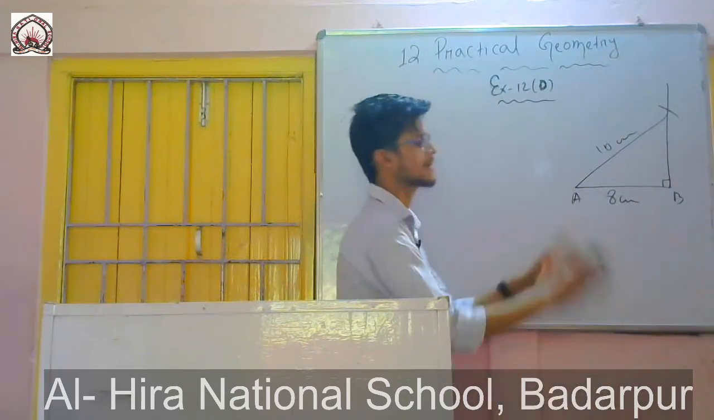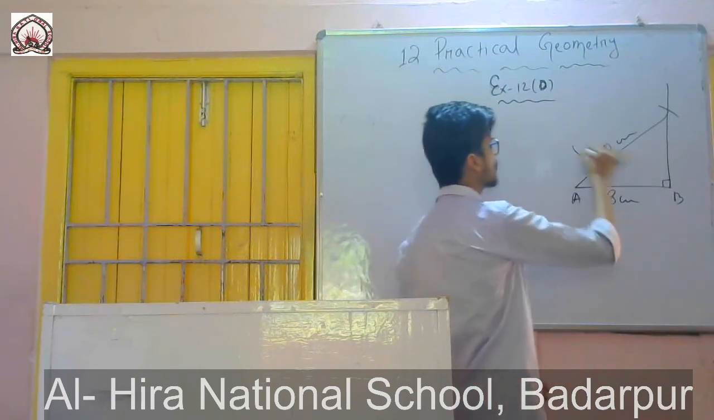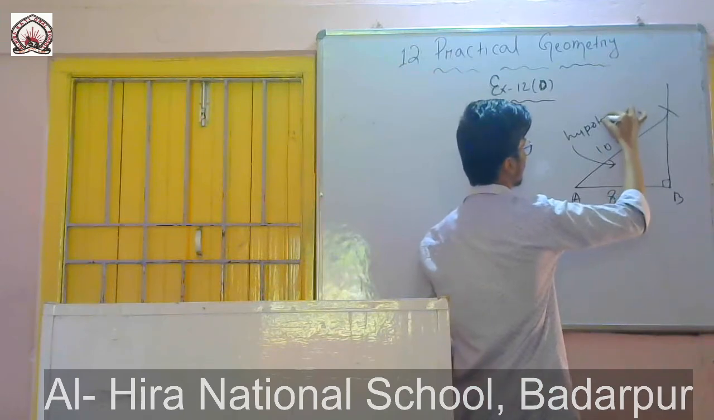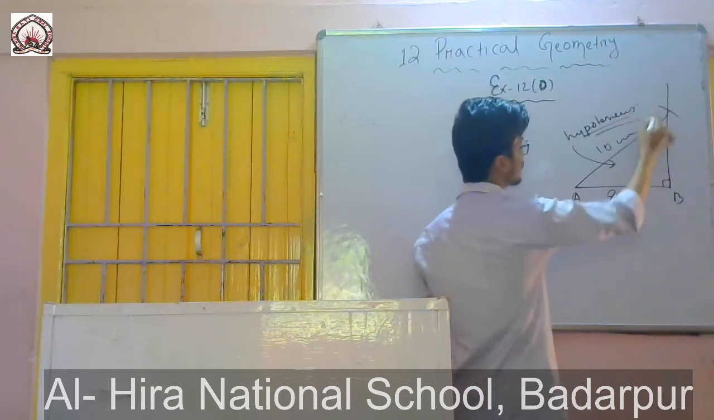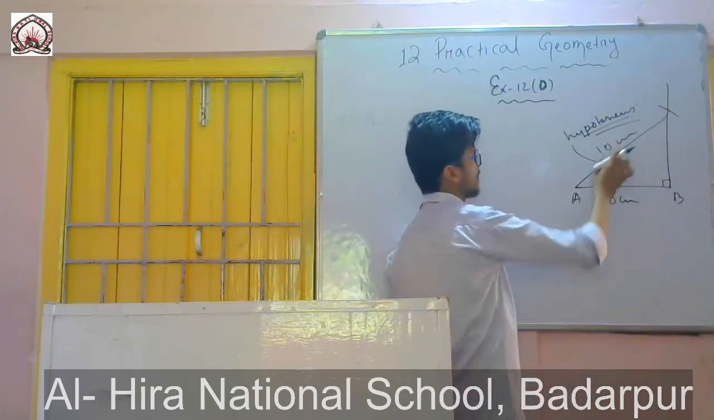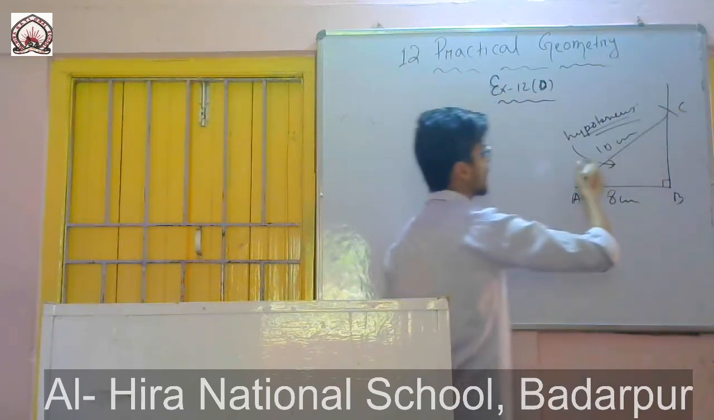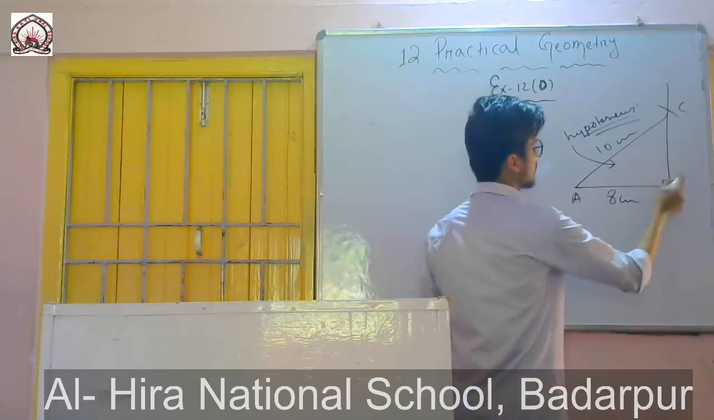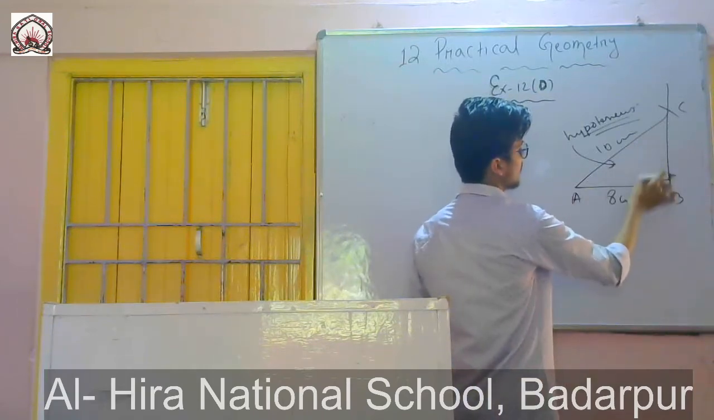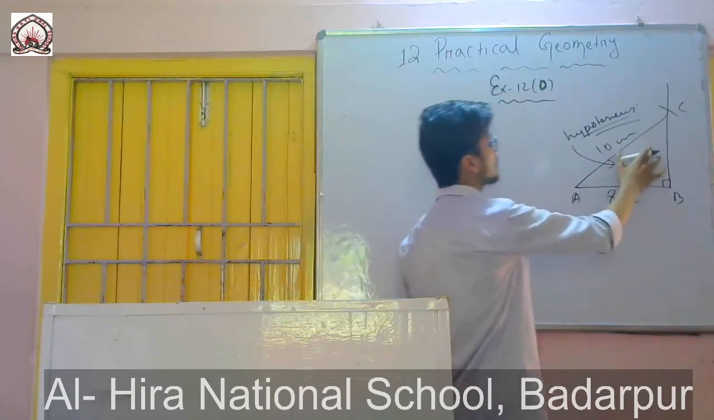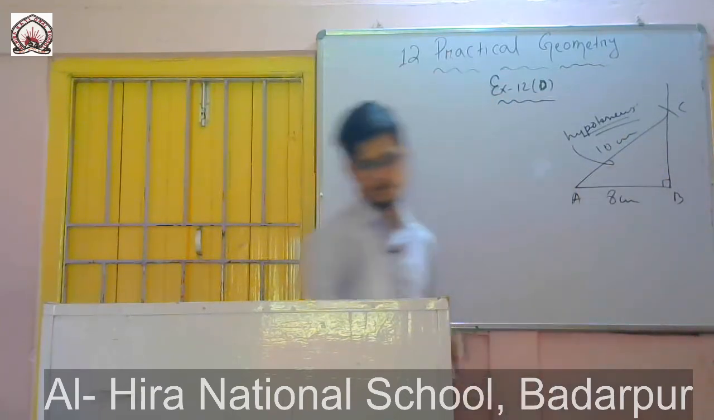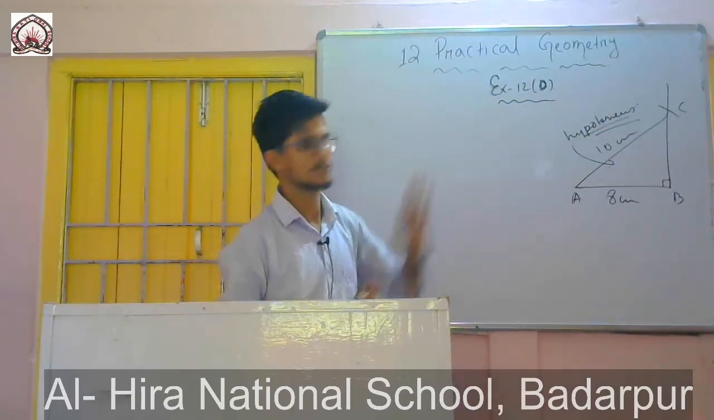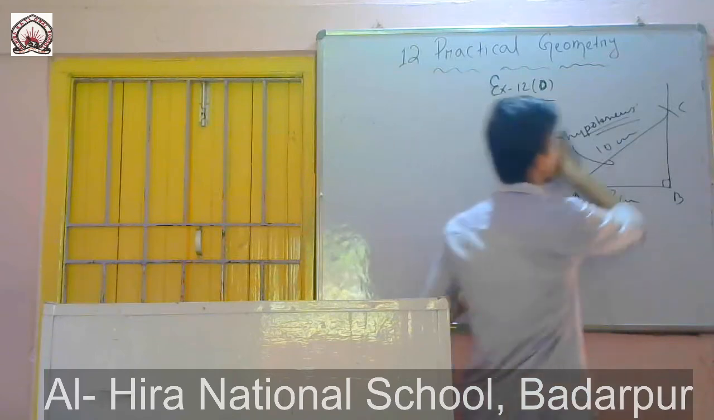One thing you see, in case of a right triangle, this side is known as the hypotenuse. Sometimes rather than saying AC, the question will be like this, that the hypotenuse is 10 centimeter. That means you have to understand that the side opposite to the right angle will be the hypotenuse. So this side is 10 centimeter, this side is the hypotenuse.